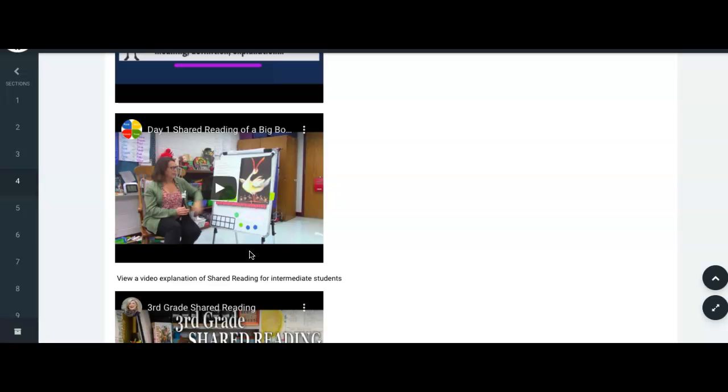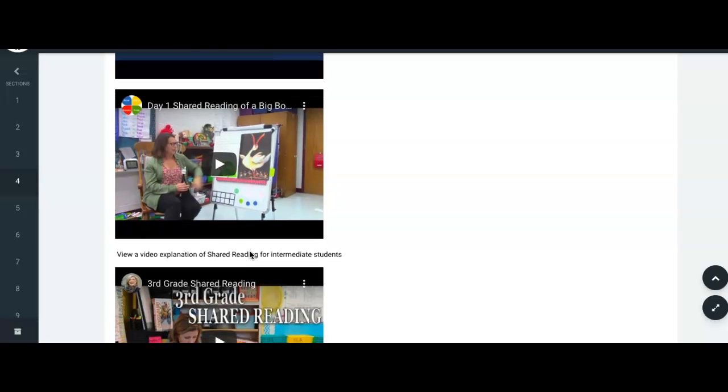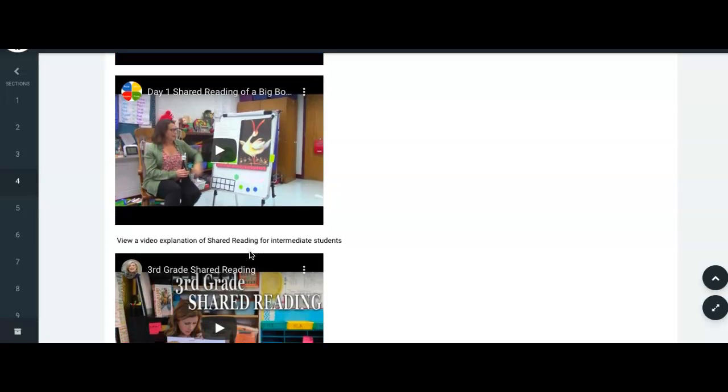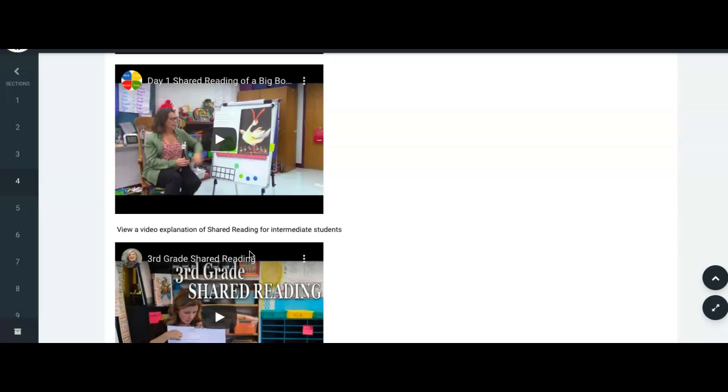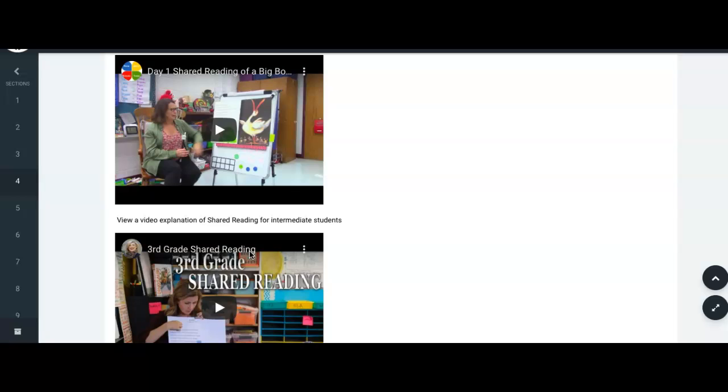Pages 65 through 69 explain the components of a shared reading lesson for early readers. Pages 70 through 76 illustrate the basic components of a shared reading lesson with an example. Please note the first reading of the shared reading text. The teacher reads the text to the students.